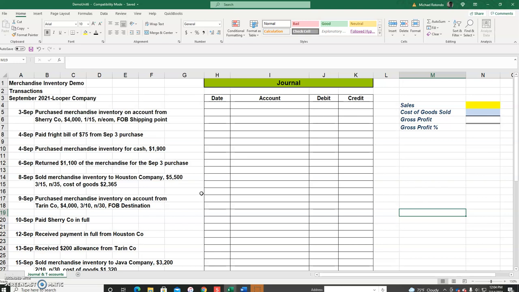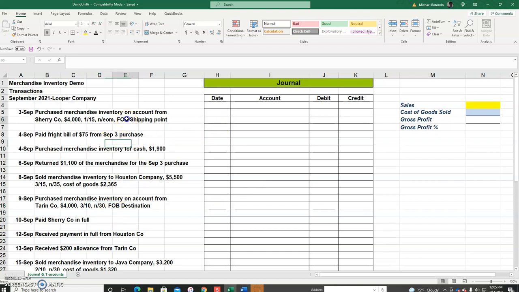Now, in addition to that, we have terms of sale. If you recall, for example, 1/15 means we get 1% off if we pay within 15 days. And then the net EOM means end of month. That could also be net 30, due within 30 days. Could be a variety of different terms.